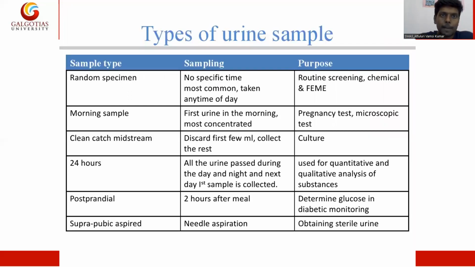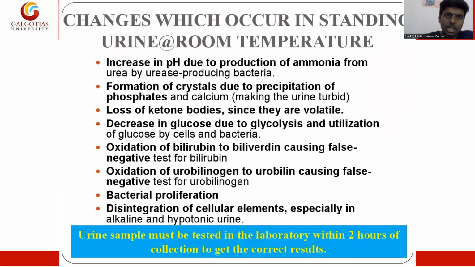Okay, so there are many methods of collection of urine, such as random urine, morning urine, clean catch midstream urine, 24 hours urine collection, postprandial urine collection, and suprapubic aspiration urine collection. Then, if you keep the urine at normal room temperature, it will start undergoing degradation. So that is why preserving urine is a very important thing.